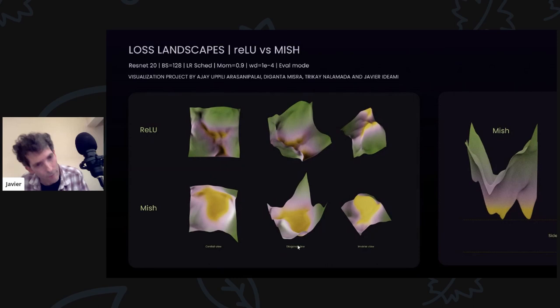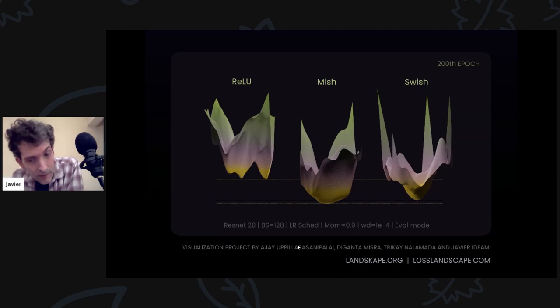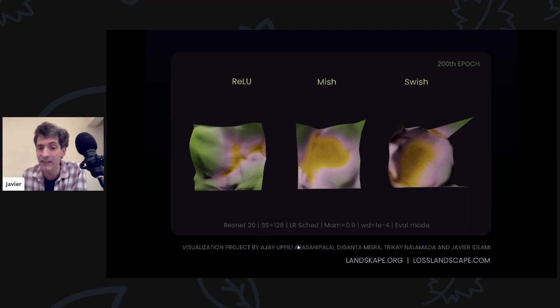And we can extend this to other activation functions like Swish. For example, Swish and MISH have a lot of similarities. But we still find that in the landscapes, the MISH landscape is still slightly better conditioned. It has slightly more smoothness. Swish also has issues of gradient collapse with very deep networks. And, you know, we do these studies in which we analyze and compare different landscapes in relation to different parameters.